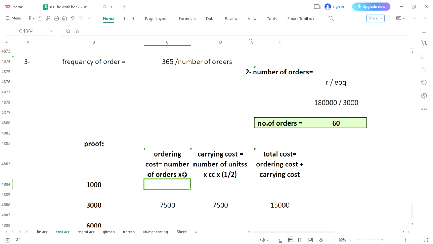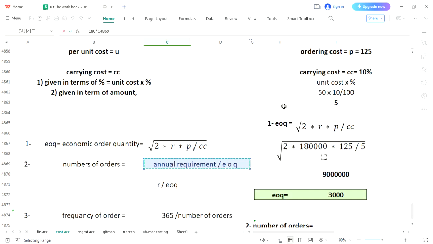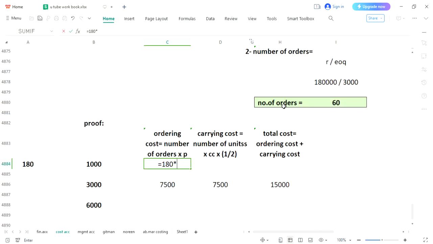So the number of orders would be calculated like this. Here you can calculate your number of orders. For that, you see the annual requirement is 1,80,000 and you divide it by the economic order quantity. Here we have supposed that the order quantity is 1000. So number of orders is 180, and you need to multiply it by the cost of placing an order. I forgot how much that was. Ordering cost is 125. So here you put 125 as the cost of placing an order.